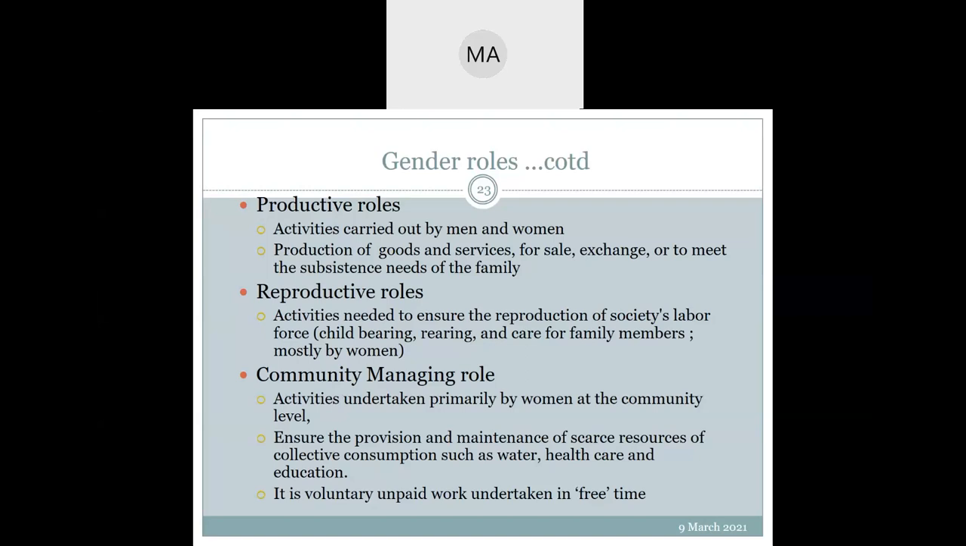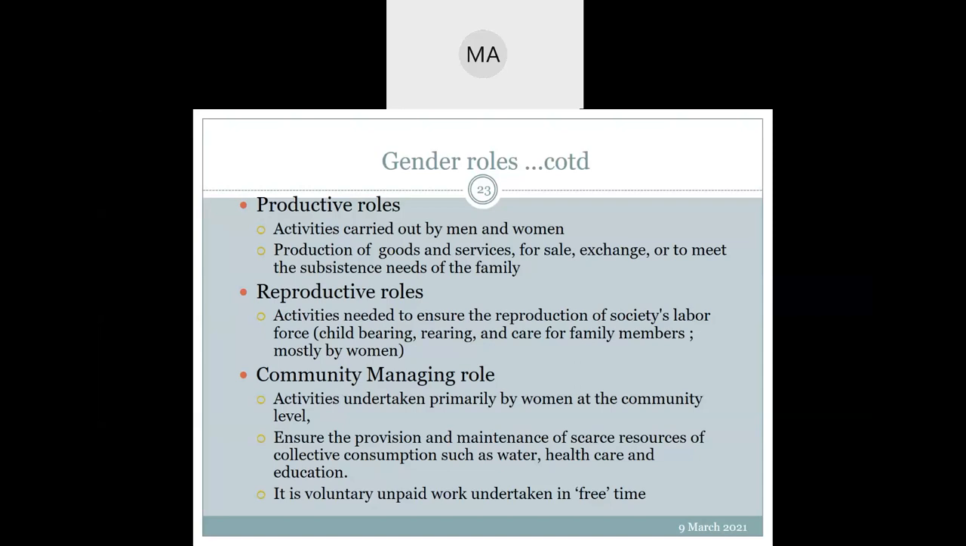The other one is the reproductive role. In every society, the majority of the reproductive role is given to women. She has to get pregnant, she has to breastfeed, she has to raise her child, she has to care for the family. And this is mostly given to women. That is also one of the drawbacks that keeps women from being actively involved and competing at equal value with the male partner.